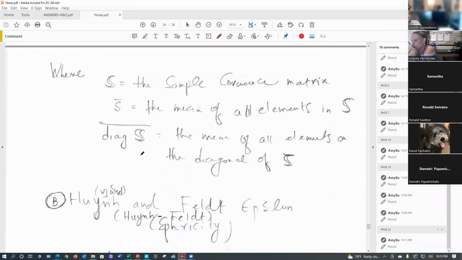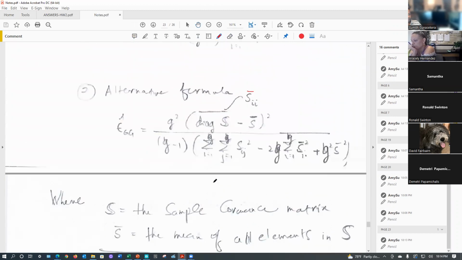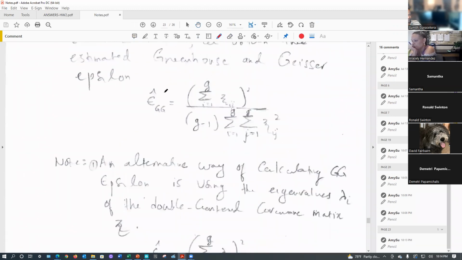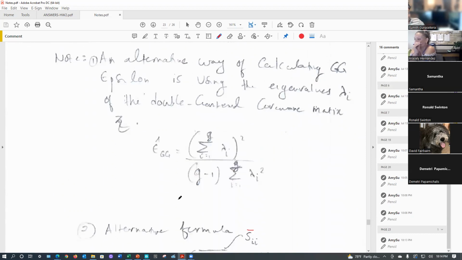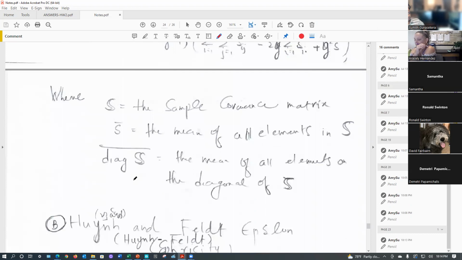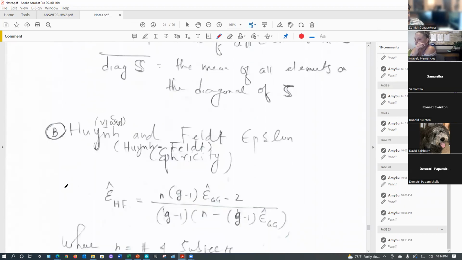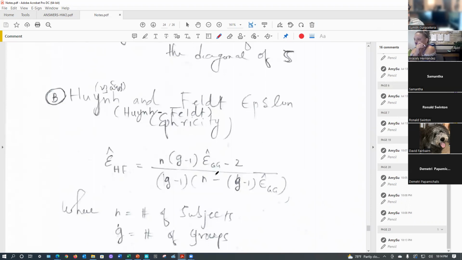In addition to that, Huynh and Feldt developed one because the GG most of the time underestimates this epsilon. It's very conservative. Its counterpart, the Huynh-Feldt epsilon, overestimates. Whatever they did, they took the GG and did some kind of modification to get this one.